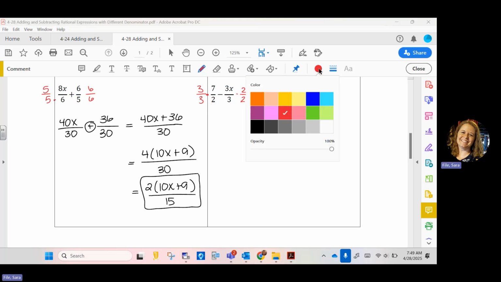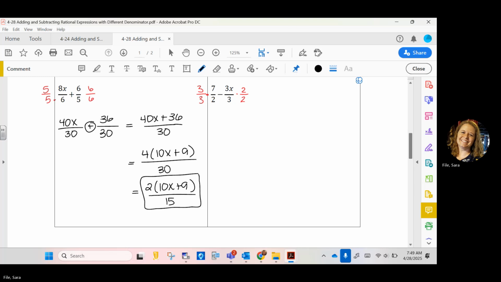So now this is going to be the numerator over here, 3 times 7 is 21. And then we've got our minus, and then 3x times 2 is 6x. Now I've got a common denominator. I'm going to combine these. It's going to be all together over 6. We're doing 21 minus 6x.